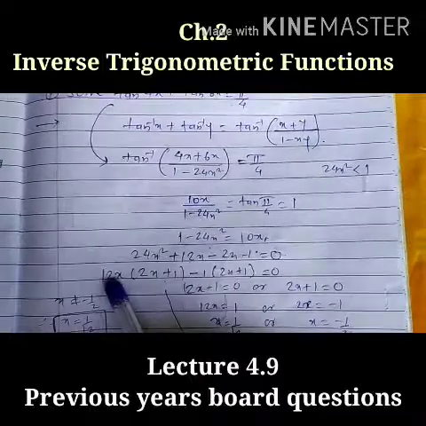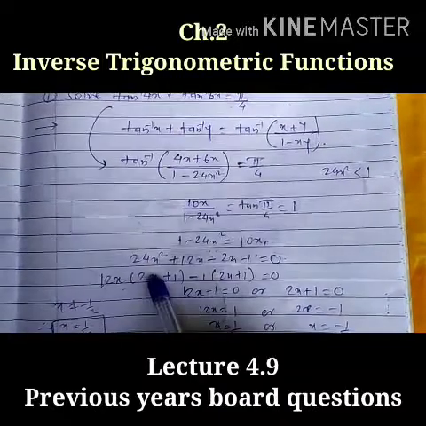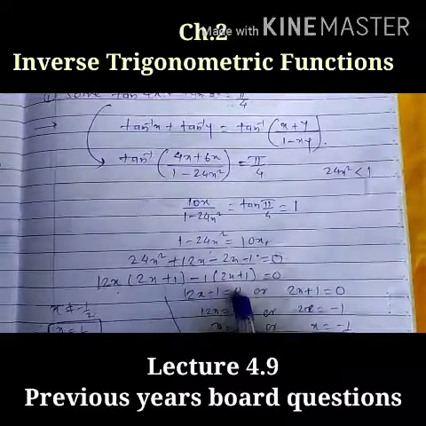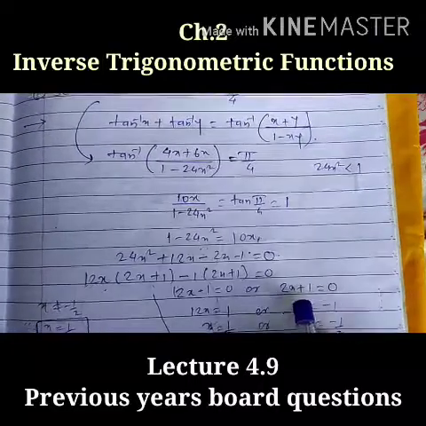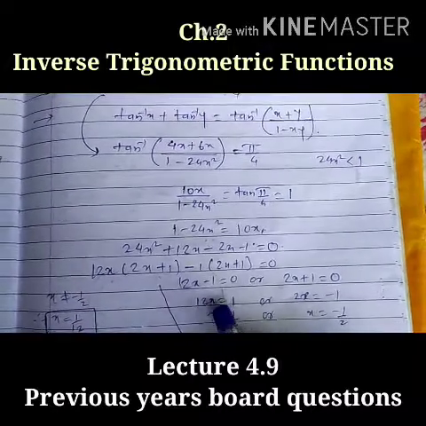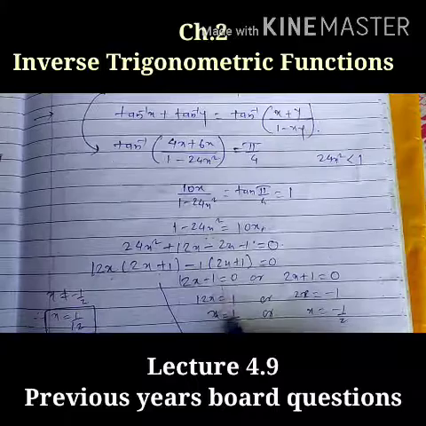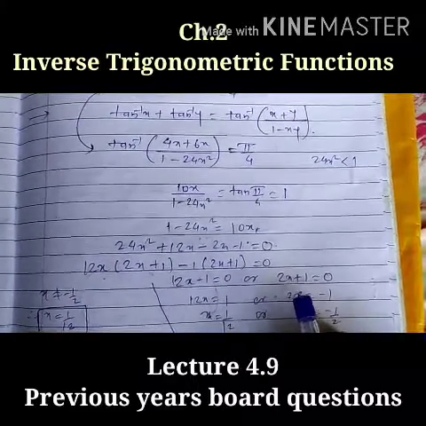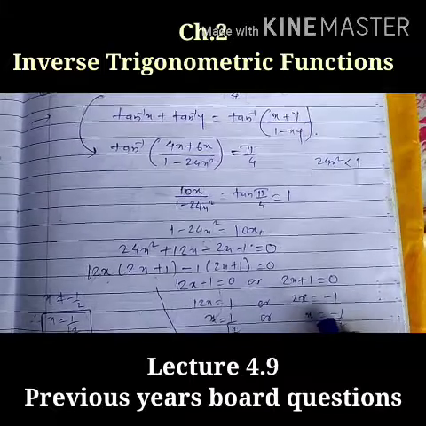So in one bracket we are getting 12x minus 1, and in another bracket we are getting 2x plus 1. So either 12x minus 1 equals 0 or 2x plus 1 equals 0. So we will get two values. 12x equals 1, so x equals 1 by 12, and here 2x plus 1 equals 0, that is 2x equals minus 1 and x equals minus 1 by 2.